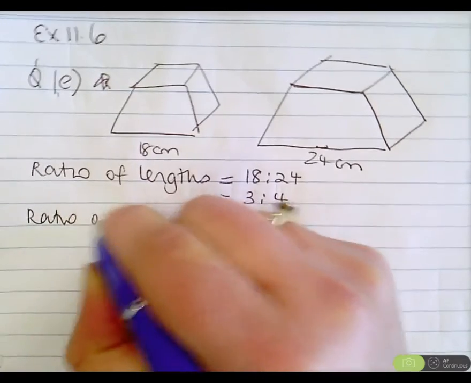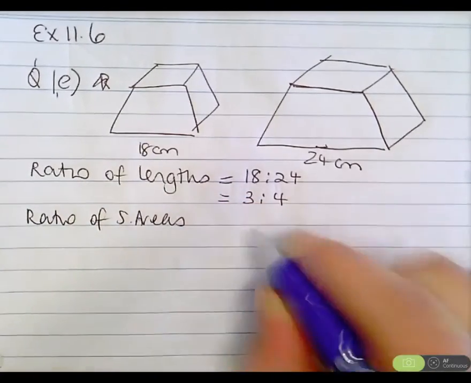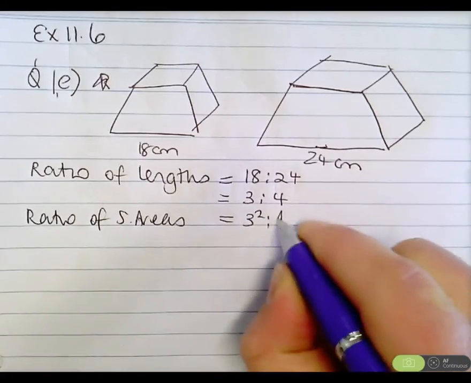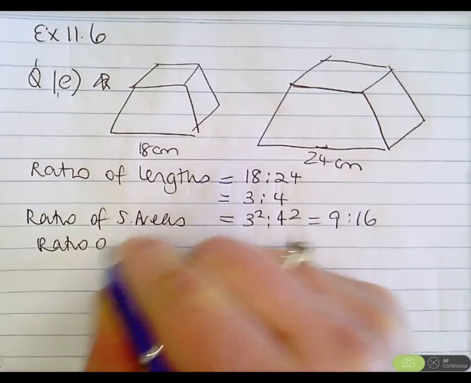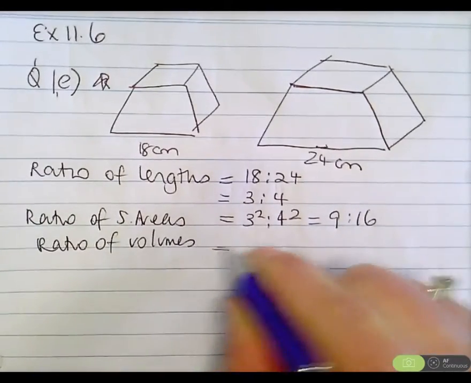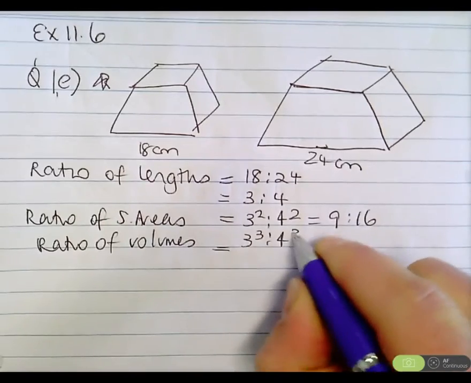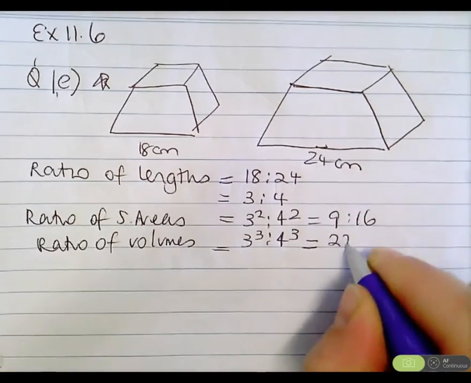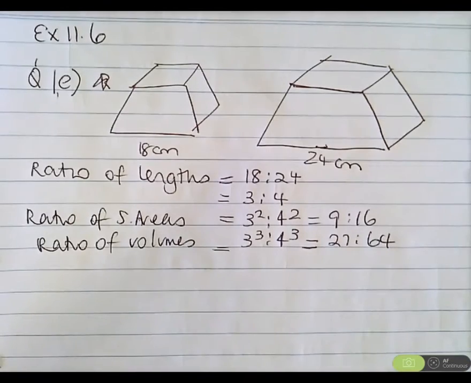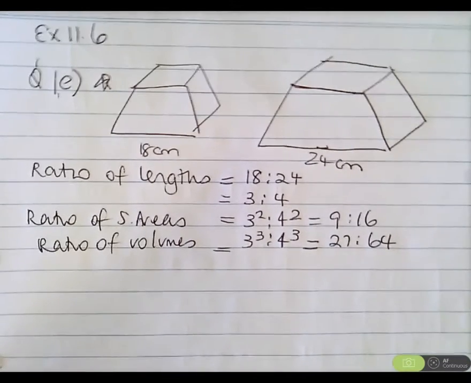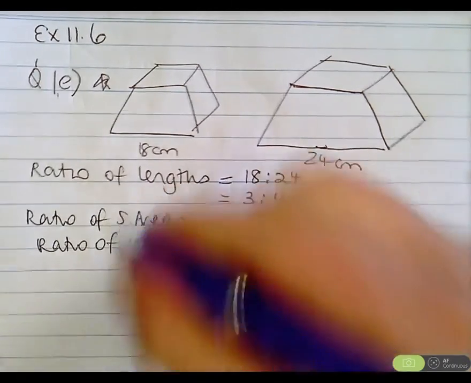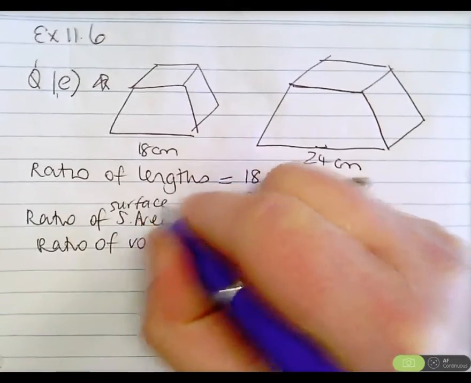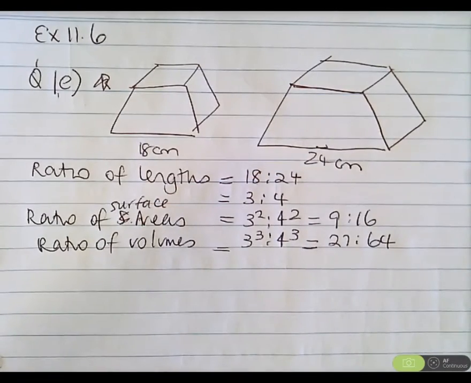Therefore, ratio of surface areas is what? No, it's 3 squared to 4 squared, which is 9 to 16. And the ratio of the volumes is 3 cubed to 4 cubed, which is 27 is to 64. Okay, so girls, that's fairly straightforward. Surface area is just like area. So ratio, I'll write the full word there, surface areas is 9 to 16, ratio of volumes 27 to 64.